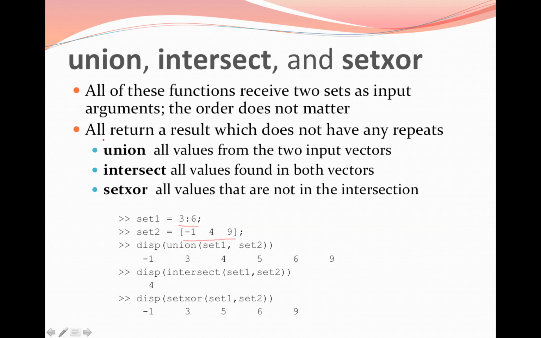The intersect function gives us all of the values that are found in both vectors. In this case, there's just one value, which is the number 4. The setxor function returns all values that are not in the intersection of the two vectors. So in this case, if we look at the union and take out the one value that was in the intersection, we're left with -1, 3, 5, 6, 9, which is what we get from the setxor function.